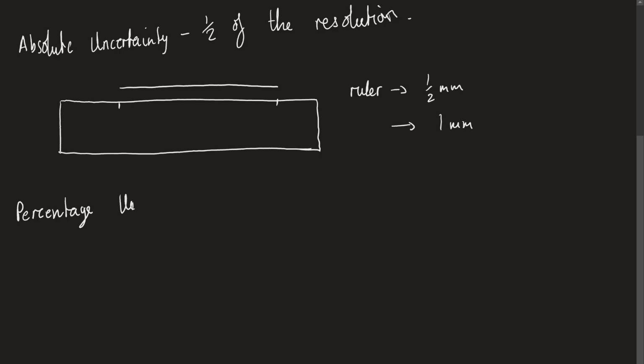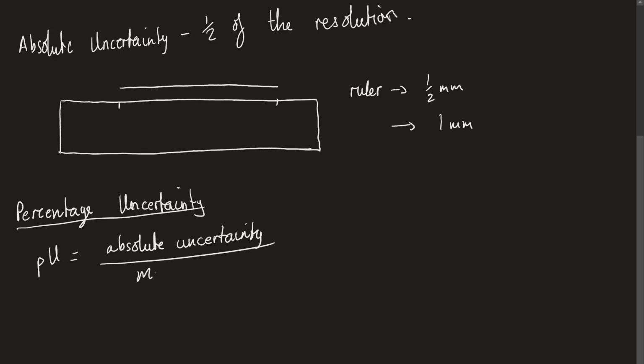Now the percentage uncertainty, and sometimes you can also get just the fractional uncertainty, but we tend to work more with percentage uncertainty. I'm going to write it as PU. The percentage uncertainty is just the absolute uncertainty divided by the measurement that we've actually made. Okay, so it's saying out of what we've actually measured, how much of this could technically be wrong.